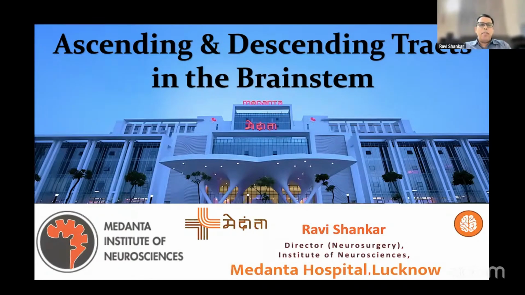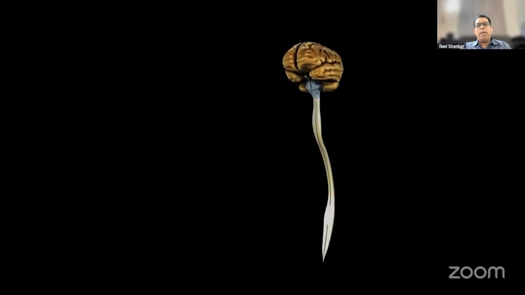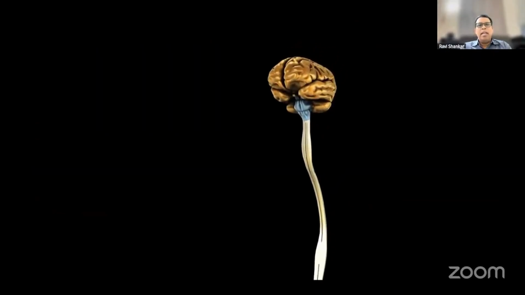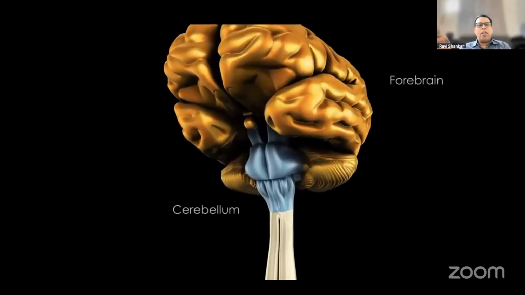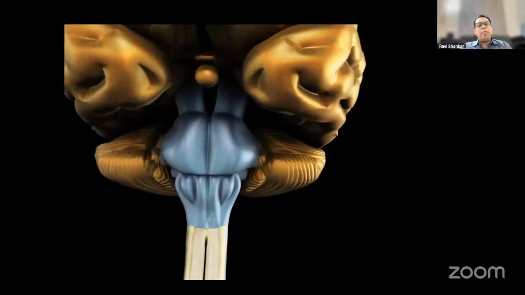So my talk for today is ascending and descending tracts in the brainstem. It's not a very interesting topic, but I'll still try to summarize it as interestingly as possible for all of us. So what is a brainstem? The brainstem is a bridge between the forebrain, cerebellum, and the spinal cord. It acts as a conduit between them.